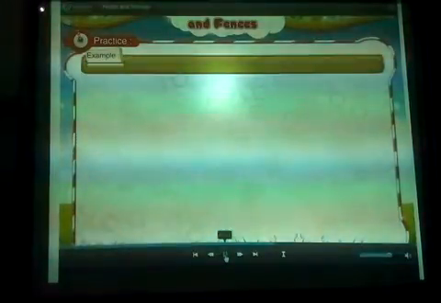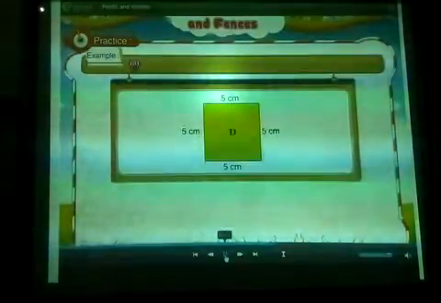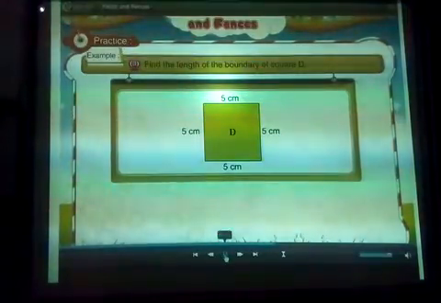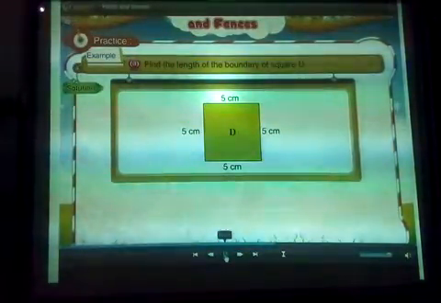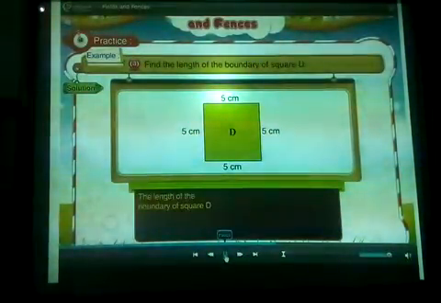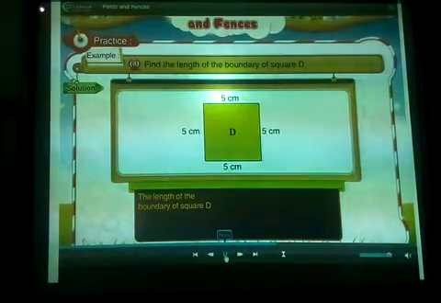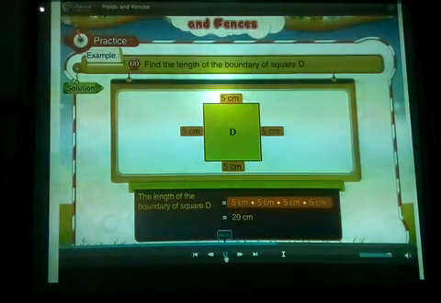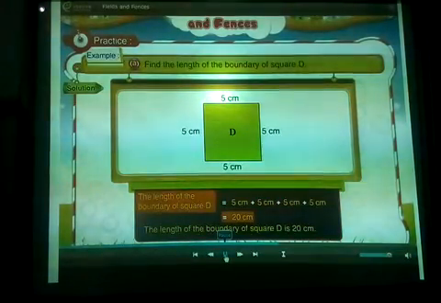Example A. Find the length of the boundary of square D. Solution. On adding the given length of each side of the given square, we get the length of the boundary of square D to be 20 centimeter. So, the length of the boundary of square D is 20 centimeter.